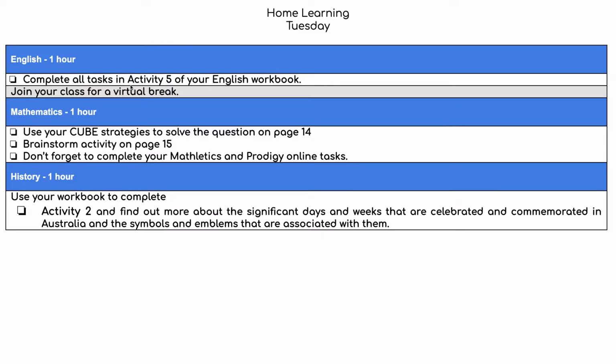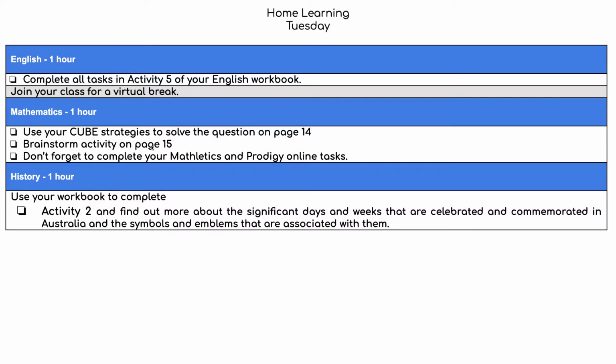For English, complete all of your Activity 5 tasks in your English workbook. Mathematics, use your cube strategies to solve the question on page 14. Brainstorm the activity on page 15. And don't forget to complete your Mathletics and Prodigy online tasks.